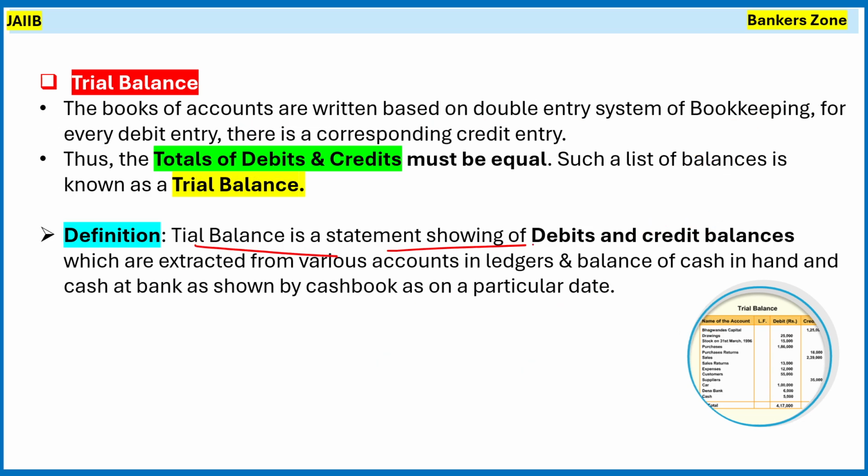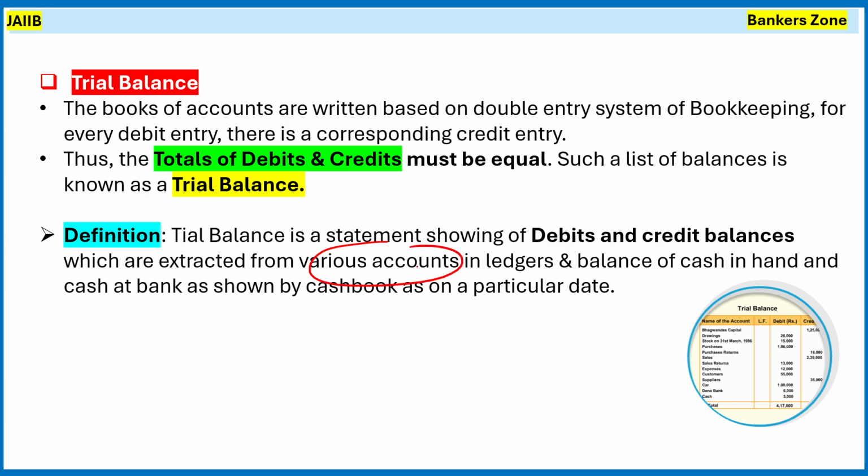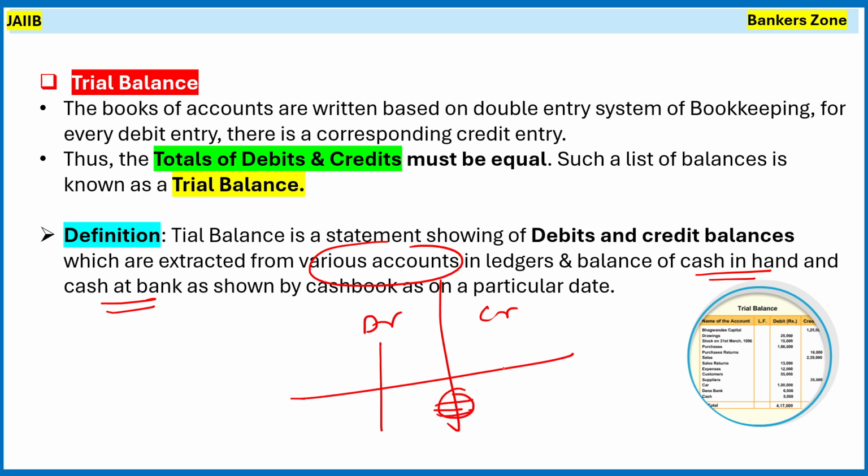Trial balance is a statement showing debit and credit balances which are extracted from the various accounts in the ledger and balance of cash in hand and the cash at the bank shown in a cash book on a particular date. What do you mean by it? Simply whatever debit and credit you are having, from various accounts like sales, purchase, profit and loss, or otherwise whatever cash you are having in hand or in a bank, you have to accumulate and prepare the list, and the total list must be equal. Total debit must be equal to total credit, and this is nothing but the trial balance.